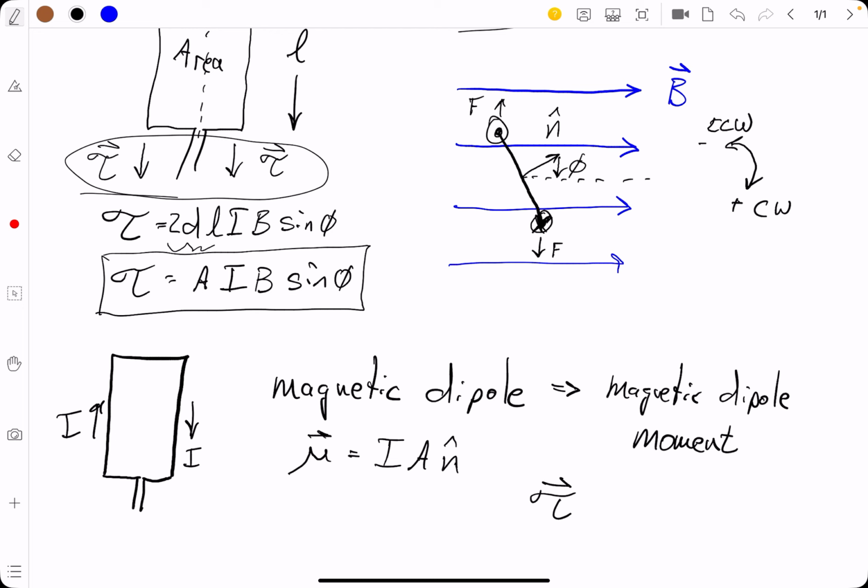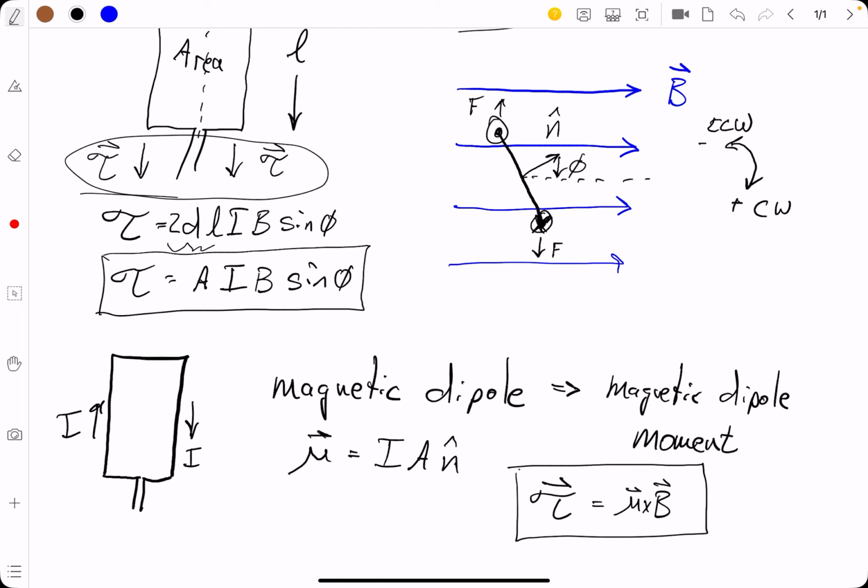and we'll get that our torque is equal to our magnetic moment cross B, okay? And then whatever that angle between n and the B field is our angle phi, or theta, or whatever angle you want to assign to it.